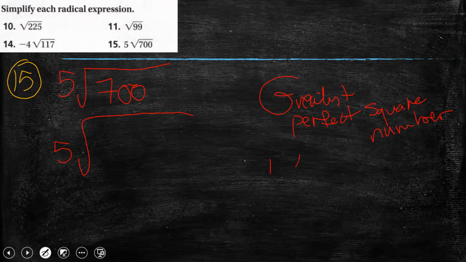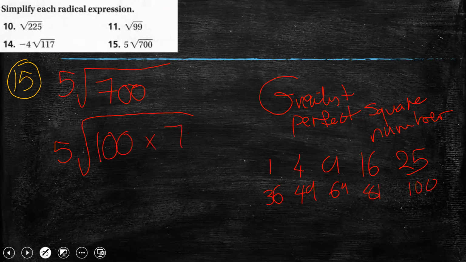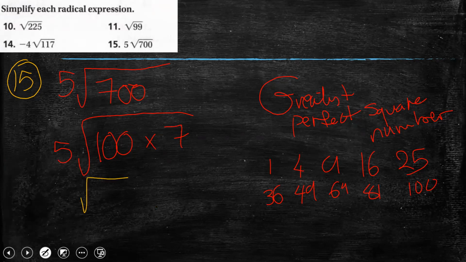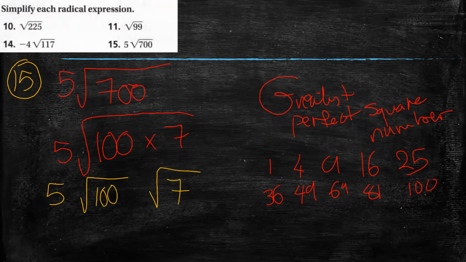Let's write the perfect square numbers here: 25, 36, 49, 64, 100. 100 and 7. Is it right? Yes. If you multiply 100 by 7, you get 700. Then after that, I will distribute it into the two square roots. Here we have 100 and here we have 7.